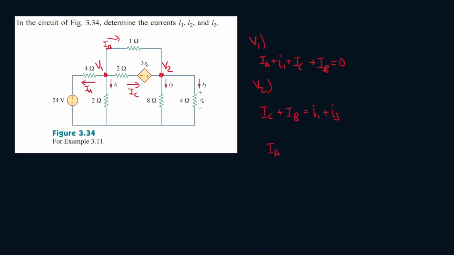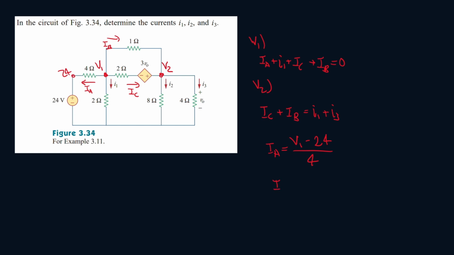So IA, what do we see about IA? IA moves from a high potential, V1, to a low potential, which is 24 volts, because it's also 24 volts here. So it goes from high to low. So V1 minus 24 all over 4 ohms. By the way, if this was flipped, so like the minus was here and the positive was here, then it would be minus 24 volts over here. But the positive is in this direction, so it's 24 volts up here. So that's the equation for IA.